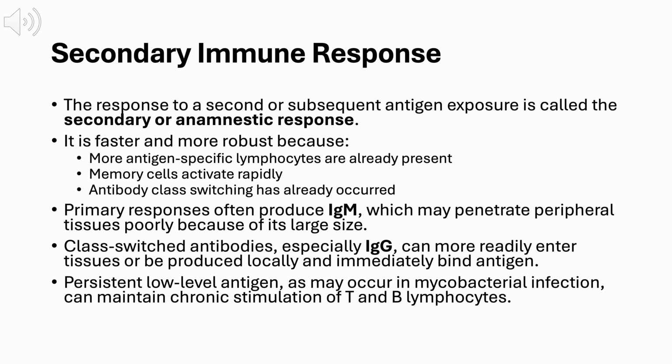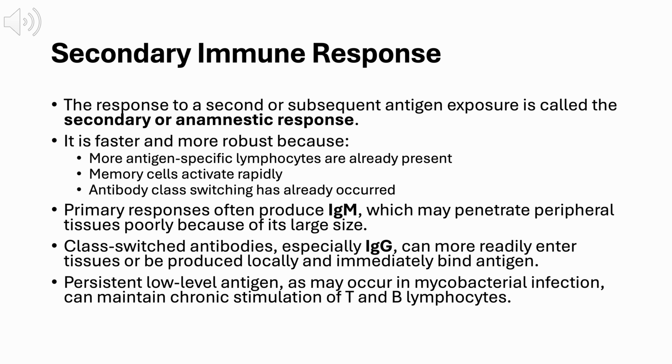Now we reach the payoff of memory, the secondary or anamnestic response, the reaction to a second or subsequent exposure to the same antigen. It's dramatically faster and more robust than the primary response, and for 3 concrete reasons. First, far more antigen-specific lymphocytes are already present, thanks to the clonal expansion we discussed. Second, memory cells activate rapidly, hours rather than days. And third, antibody class switching has already occurred, so the system starts with better tools.